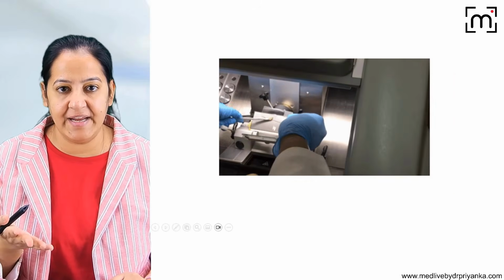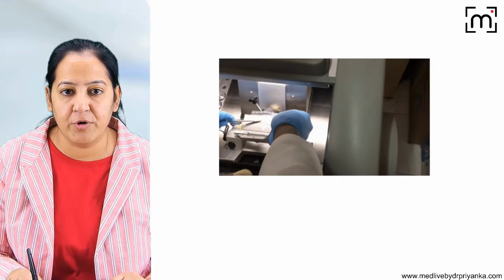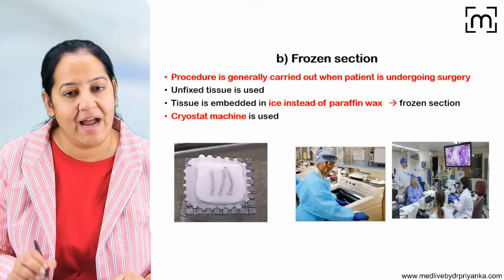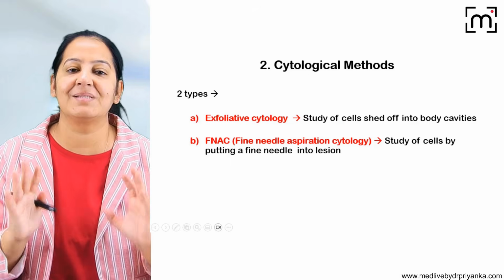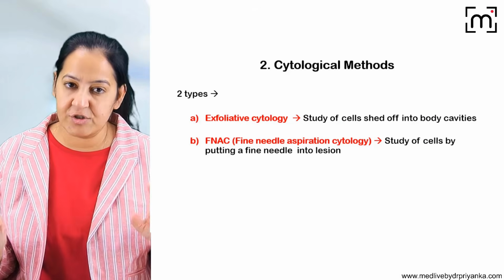After cutting, we are staining it. You see, we are cutting it and putting it on a slide. And we will stain it. After staining, we will have a look here and we will decide. So this is frozen section. I hope you got it. We are done with the histopathological technique.